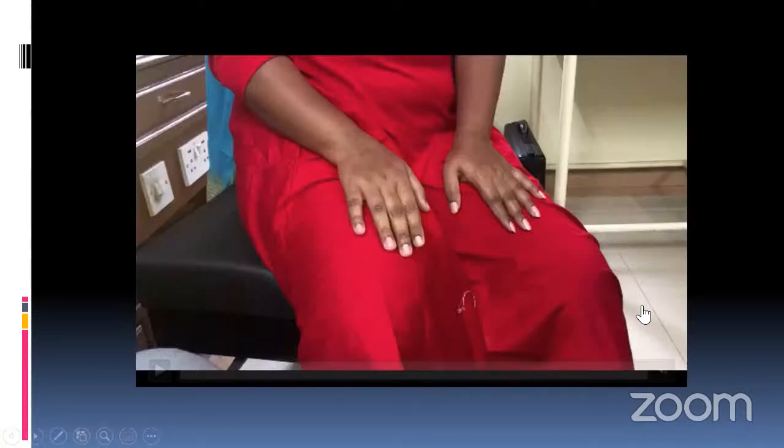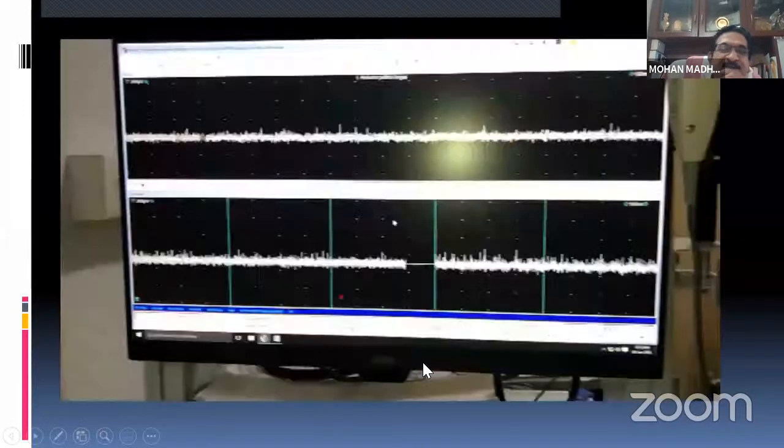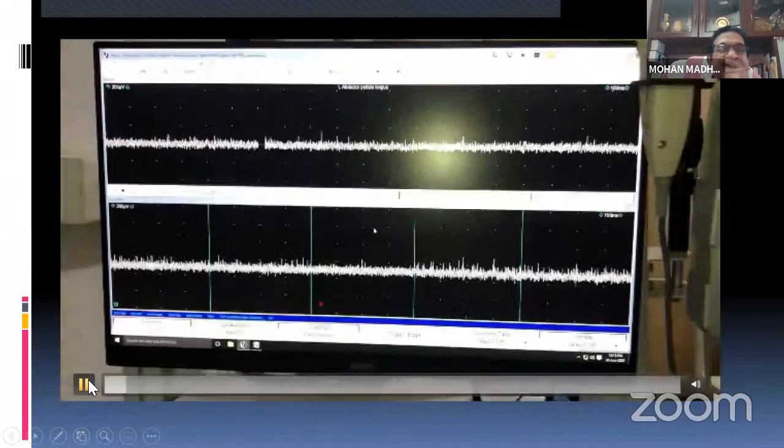So let us see the patient once again. Okay. Doing this, it disappears. Okay.